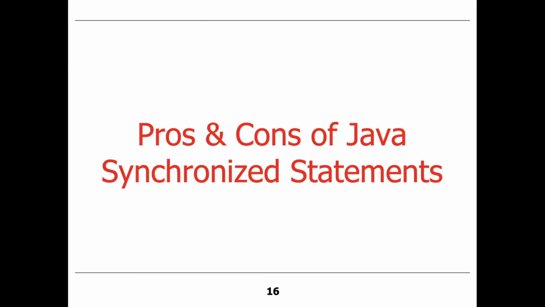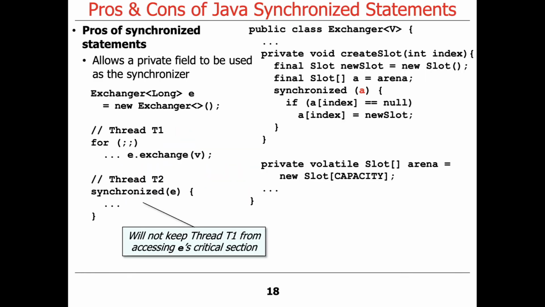So let's talk about the pros and cons of synchronized statements. One of the pros is it allows you to use a private field. So that problem we talked about before, where somebody synchronizes on an instance of an exchanger, will not affect other threads that are accessing the exchanger, because that's not using this, it's using some private field in this case.